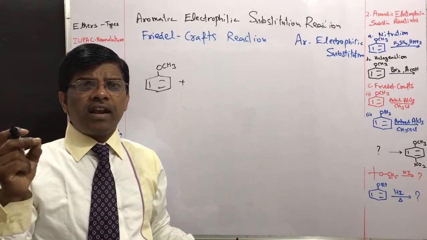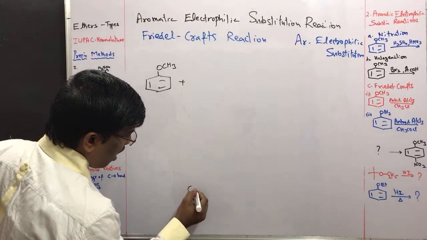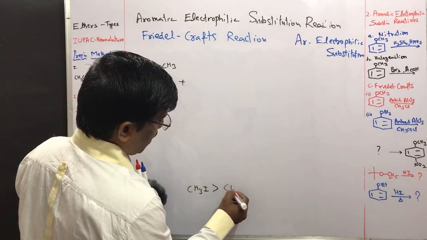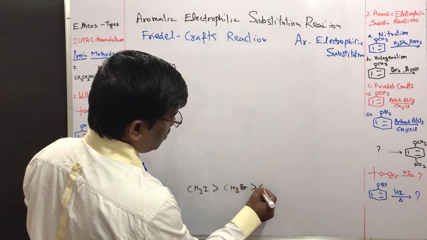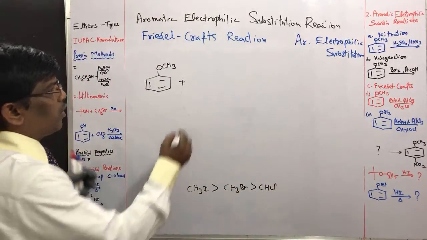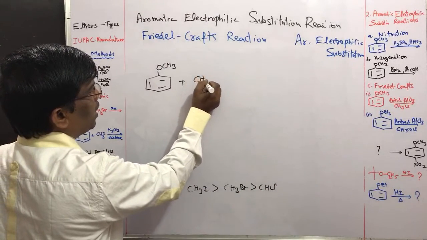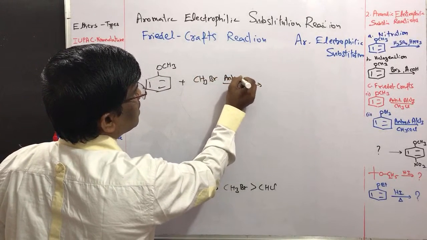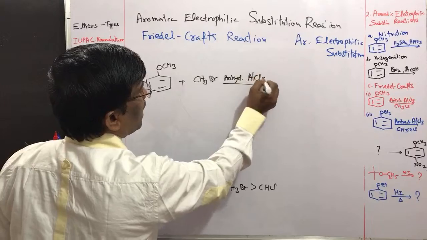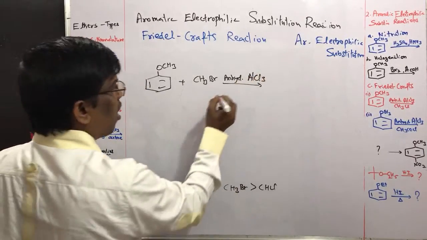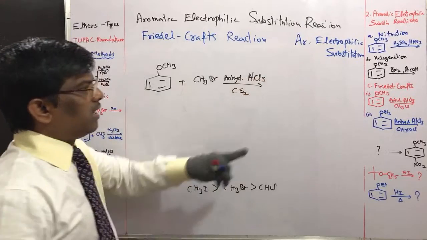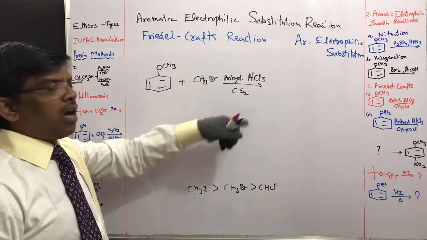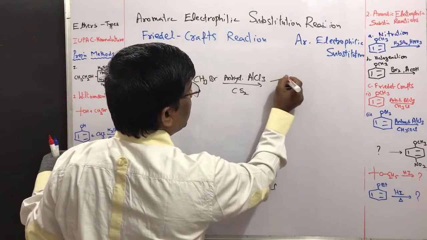Under Friedel-Crafts alkylation, iodides, for example methyl iodide, give better yields compared to methyl bromide, and that compared to methyl chloride. So which one am I going to use? Let me use methyl bromide, in the presence of anhydrous aluminium chloride. The usual solvent is carbon disulfide, its boiling point is around 50 degrees centigrade. Take this carbon disulfide and do the alkylation of anisole.